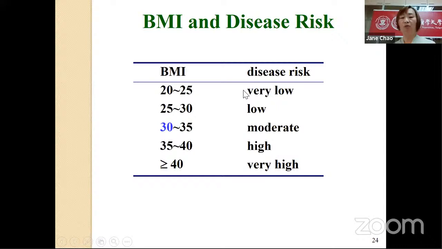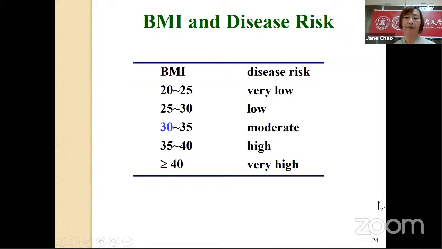So the curve of BMI and disease risk is just like a U shape. That means if you decrease your BMI too much, you will also increase your disease risk. If you increase your BMI too much, you also increase your disease risk. So it's just like a U shape.